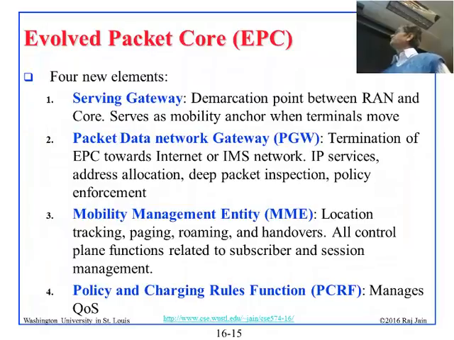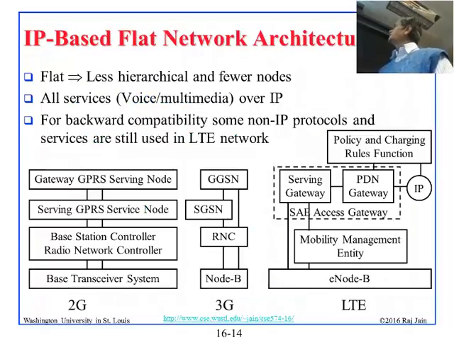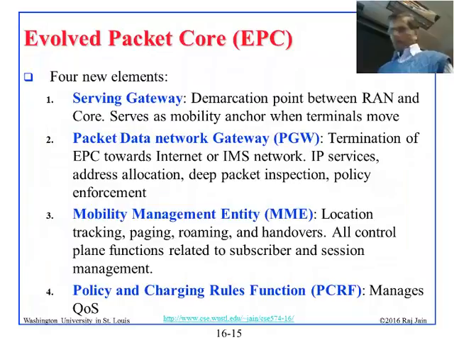Serving gateway. So SGW, the serving gateway, sits between the radio access network and the core, and serves as a mobility anchor when the terminals move. Now, this is something that needs explanation. What is a mobility anchor? One important thing that I have skipped in this class, and should not have skipped, but there's not enough time, is mobile IP. The reason I skipped it is because nobody uses mobile IP. But the concepts are important.